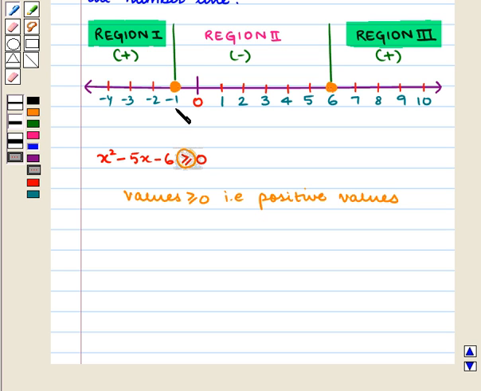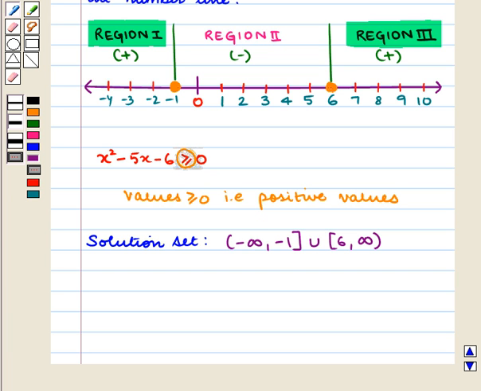Also, critical points are included in these regions because we have greater than or equal to 0. So, the solution set in interval notation is given by (-∞, -1], which is open at -∞ and closed at -1, union [6, ∞), closed at 6 and open at ∞.